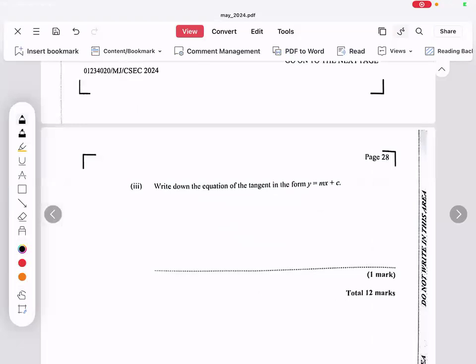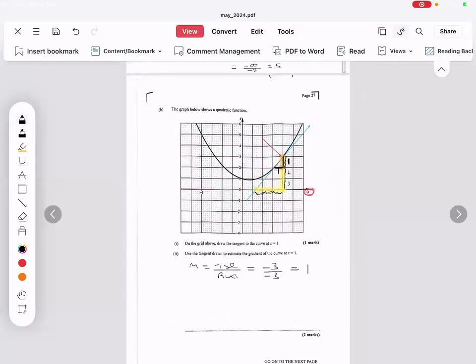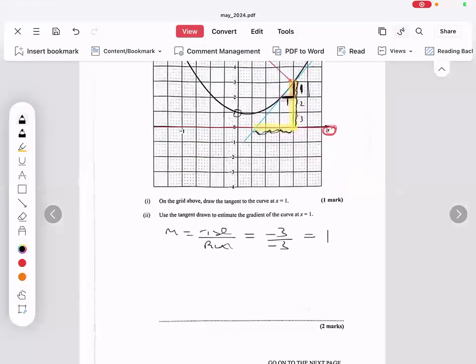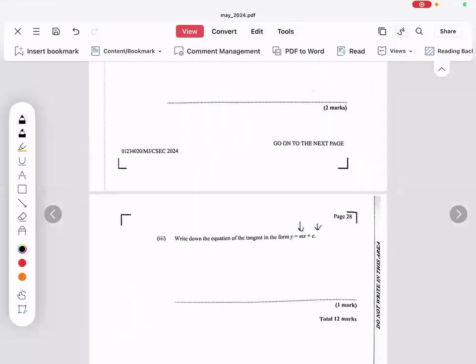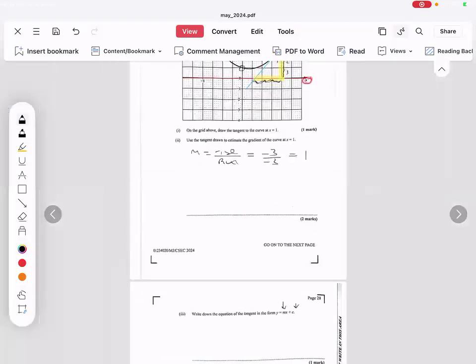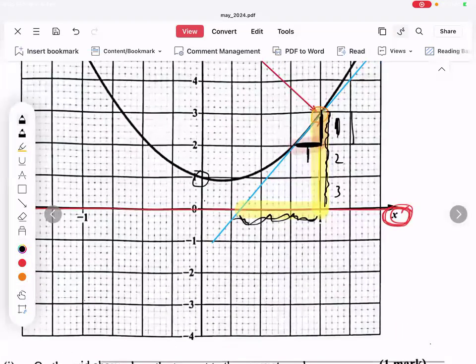Write down the equation of the tangent in the form y = mx plus c. So we have everything already. We have the m and we have the c. We can clearly see that the graph is cutting the y-axis at what? 1. And we just calculated the gradient to be what? Hold on. Are they talking about the gradient of the curve, or it says write down the equation of the tangent. Right, so we want the equation of this line. So this line now, where is it cutting the y-axis?